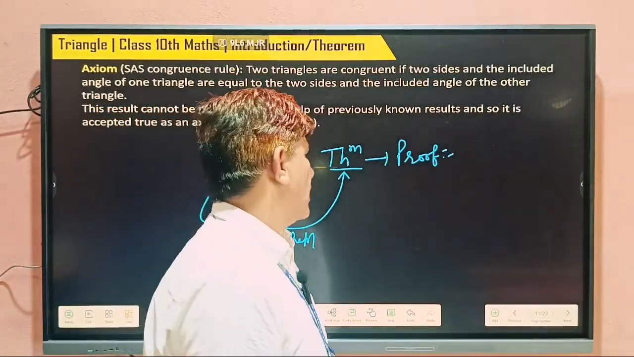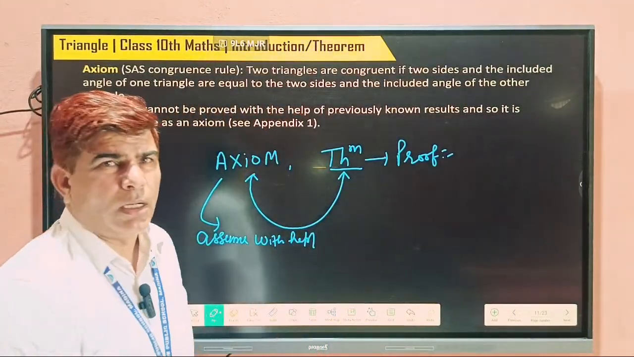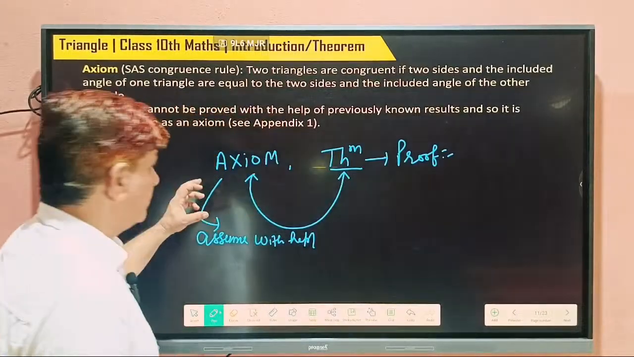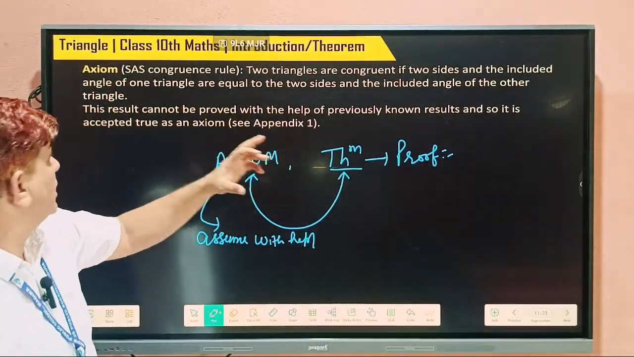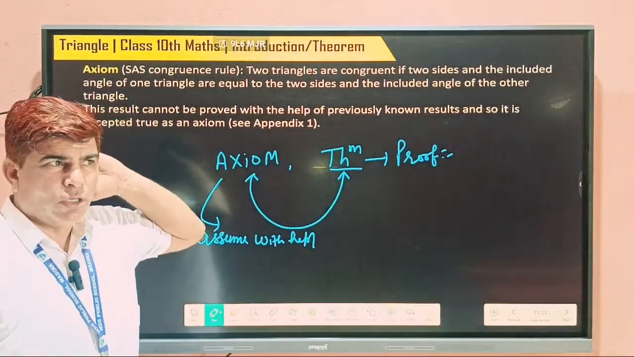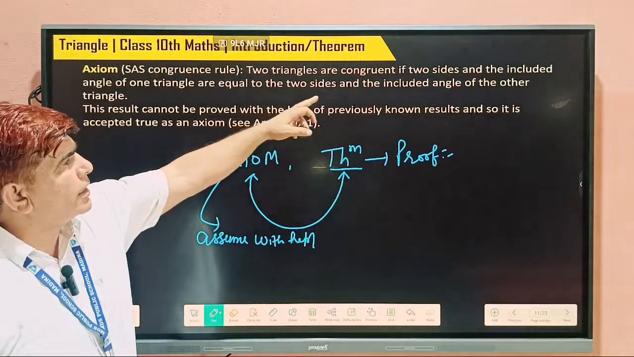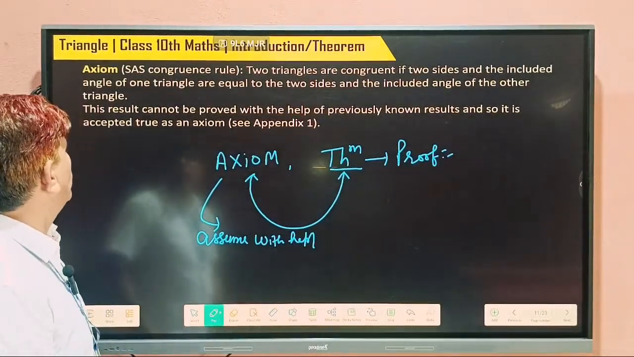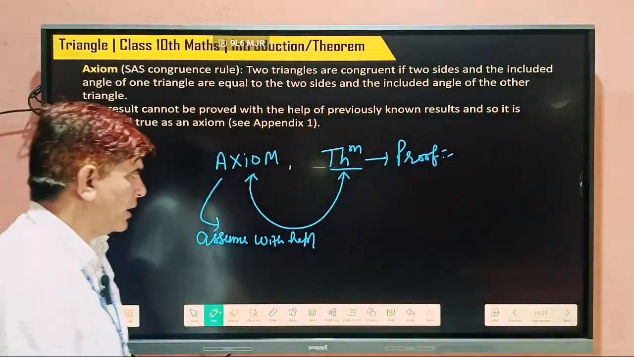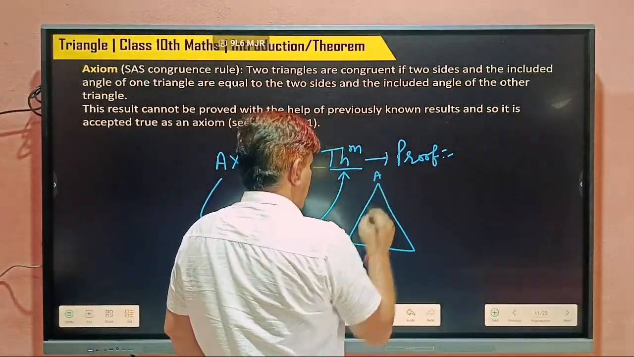Like this, the sun rises in the east. This is our assumption, this is previous knowledge, already in our mind. So an axiom is a result from previous knowledge, and so it is accepted as true. This we have to assume, there is no proof. So the SAS congruence rule: two triangles are congruent if two sides and the included angle of one triangle are equal to the two sides and the included angle of the other triangle. This is the axiom, saying it like this. We are having a triangle, triangle ABC.